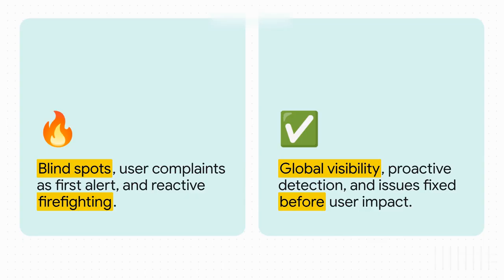The before picture? I'm guessing that looks pretty familiar. Blind spots everywhere, finding out about problems from angry customers on Twitter, and your best engineers spending all their time firefighting. But the after state? That's the dream. Total global visibility, catching problems automatically, and fixing things before a single customer is affected. That's not just control, that's a competitive advantage.